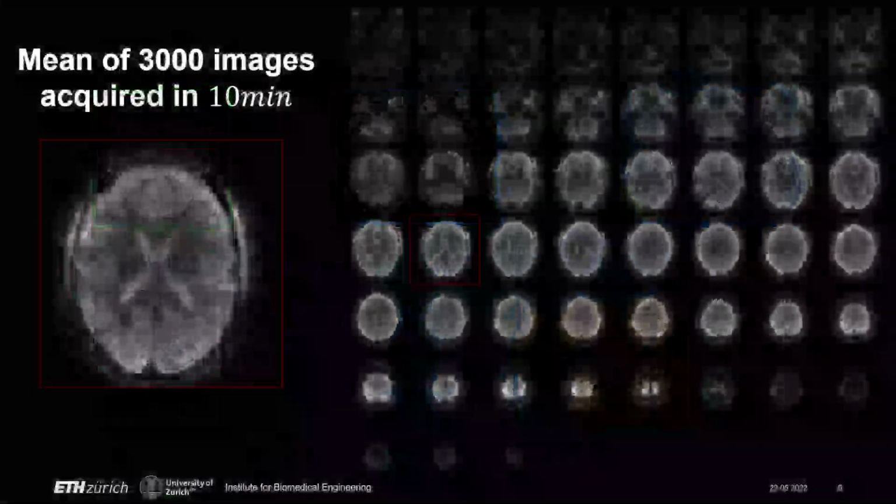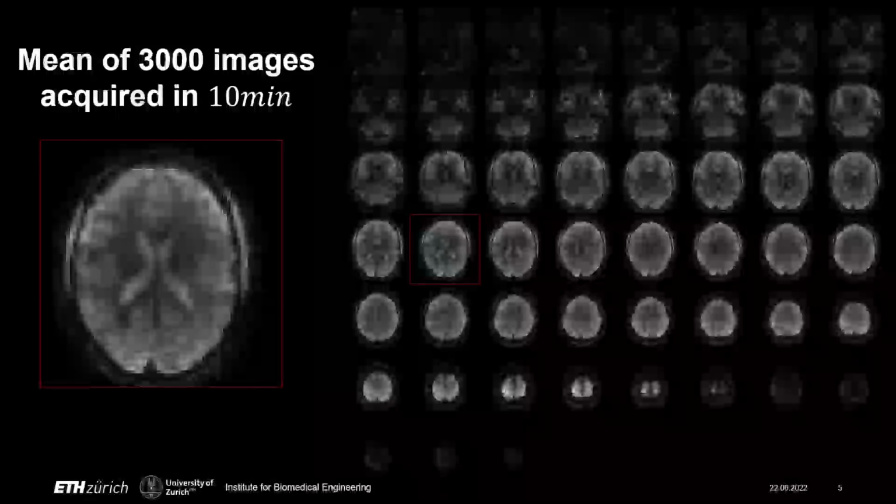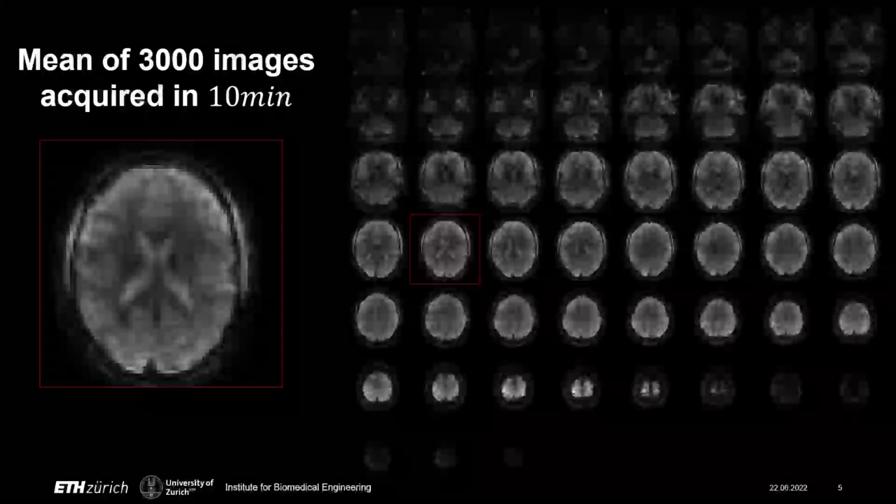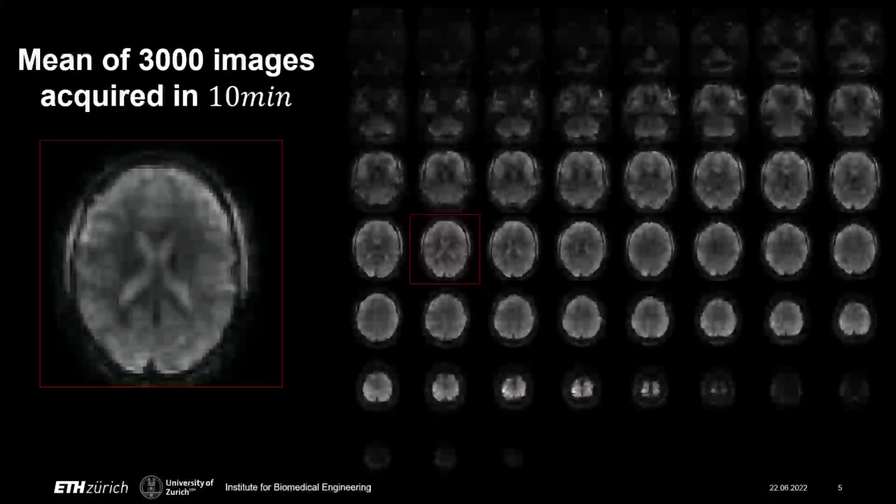Maybe just briefly, to give you an intuition that this produces reasonable images, I just showed the mean image of 3,000 images I could acquire in 10 minutes with this technology. On the right, we see structures like the cerebellum or ventricles. There's also some great white matter contrast in the images. So we were happy enough with this image quality to proceed to analyzing the data and looking for fitting models of the hemodynamic response function.